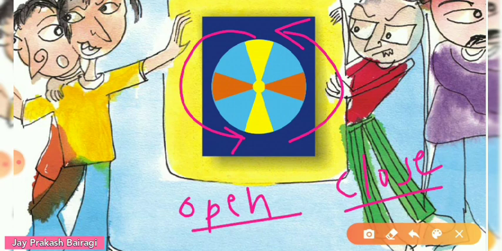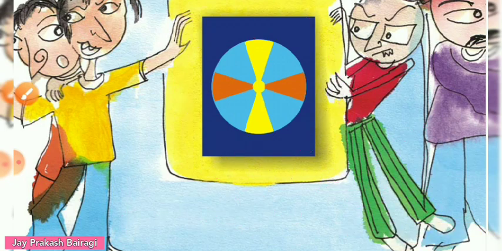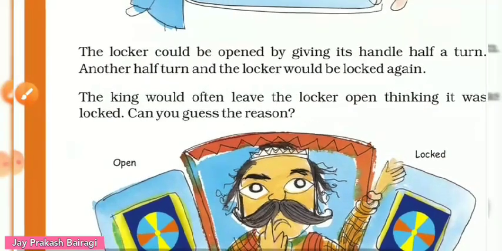So how will you know by looking at the picture whether the locker is open or closed? Yes, it is very confusing. By looking at the picture, we can't say whether this is open or locked, because there is no identification in this locker to tell whether it is open or locked. So let's know further in this story.